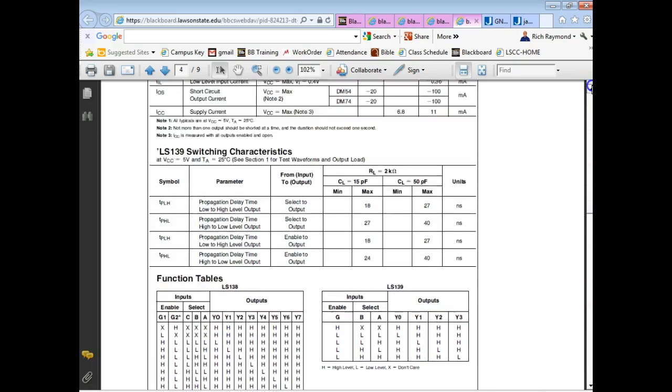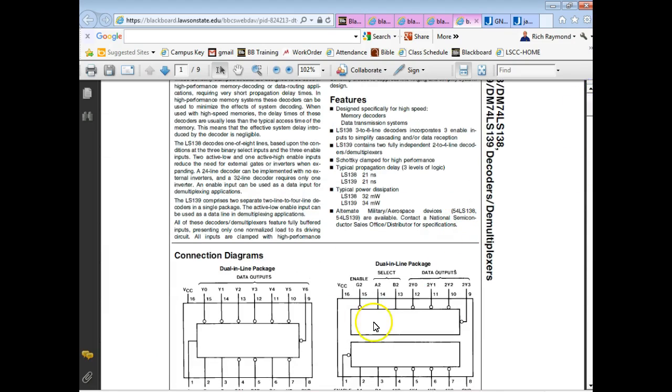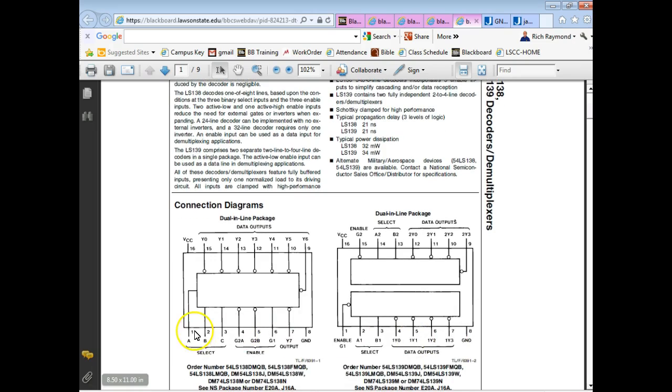So when we look at the pinout, I'll go back up to the pinout. We see A, B, C, D. Then we see Y0 through Y7. But right here we got G1, G2A, G2B. And what do they call these pins? Enable. Now what do we mean by enables? If it's enabled, we let it work. If it's disabled, it doesn't work.